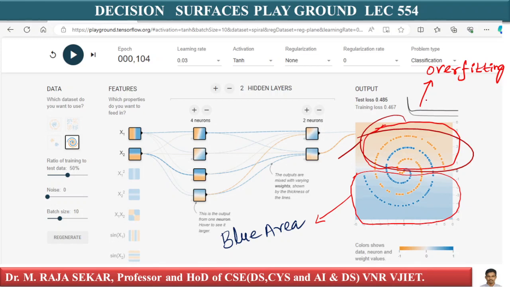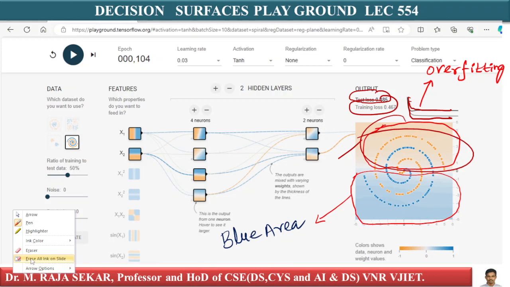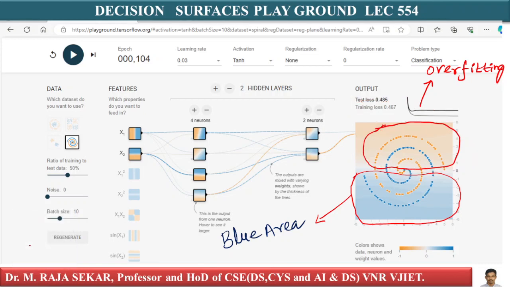Just see, I have training loss and I have test loss. This is the training loss, and this is the test loss. The training loss, which is the gray line, is falling erratically. There is a gap between training loss and test loss. Just see the gap here. The training loss and test loss are not the same here.